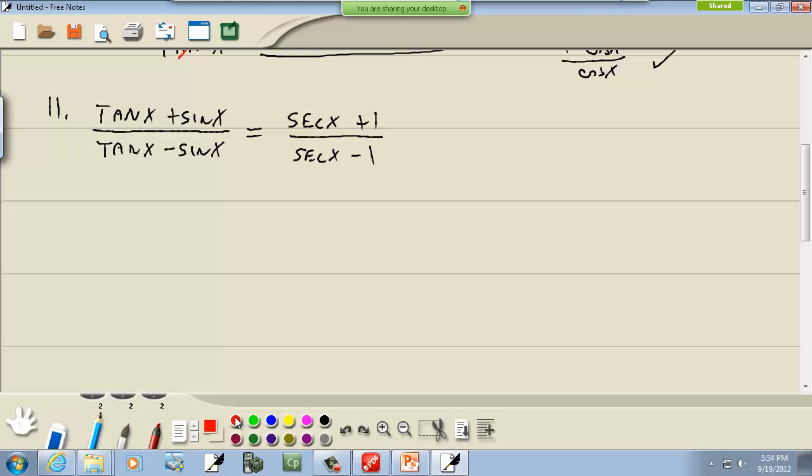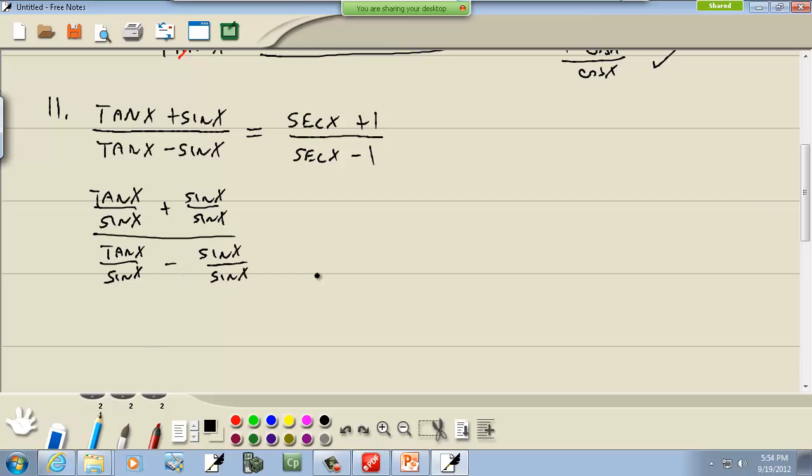What you do is you focus in on one little piece, like see where this 1 is? I look at this sine and I ask myself, what would I divide by this to get a 1 there? And we would divide everything by sine, so that's what we'll do. So tangent x over sine x plus sine x over sine x, over tangent x over sine x minus sine x over sine x.